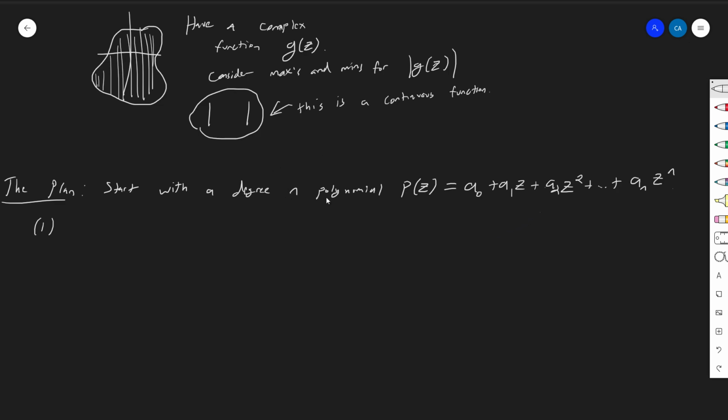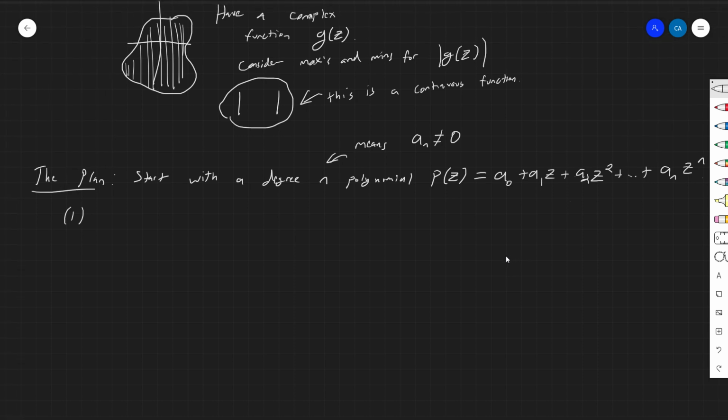And because it's degree n, specifically, degree n means that a sub n is non-zero. Specifically, this guy right here is non-zero. Otherwise, it wouldn't be a degree n polynomial. It would be a degree something smaller than n. So by assuming it's a degree n polynomial, we are assuming we can write it this way, and that this last guy here is non-zero. That'll be important.